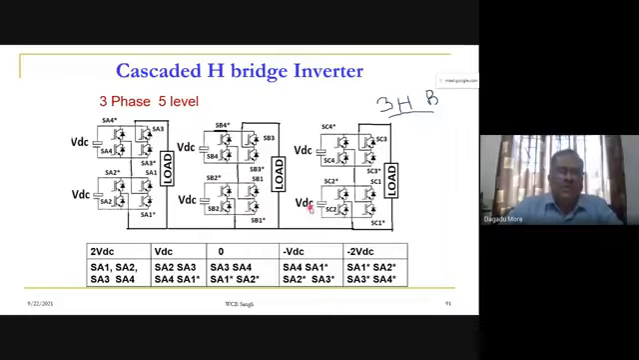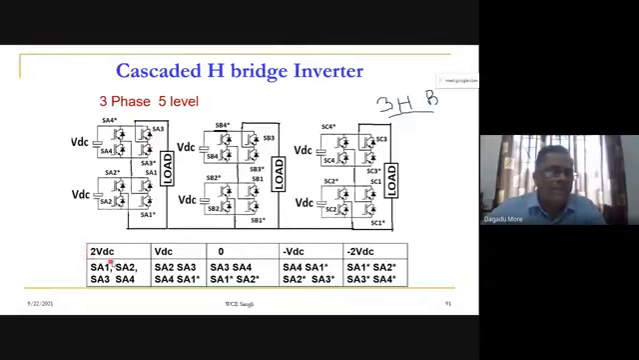Now here, let us see how to obtain the 5 levels. This is 2 bridges in cascade, so this is a VDC and VDC. At the output, whenever we get the addition of these 2 voltages, that is, whenever the upper and lower VDC are added together in series, then we get a twice VDC.